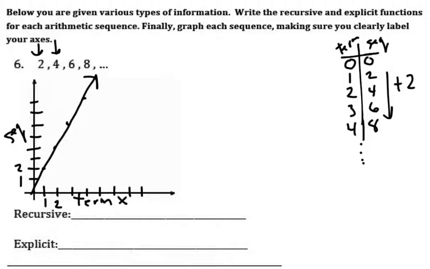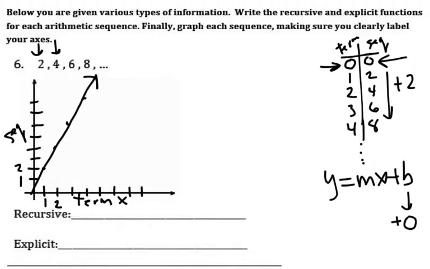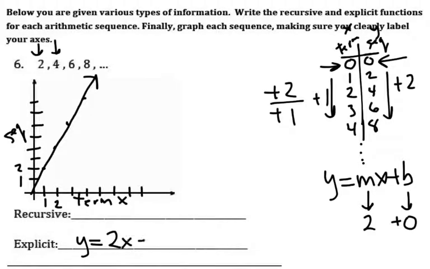Okay, so if we're doing explicit slope-intercept form, where the x is 0, the number you have for y, that's going to be your y-intercept. The slope is the growth in the y over the growth in the x. The growth in the y, we're adding 2 each time. Growth in the x, we're adding 1 each time. Well, what's positive 2 over positive 1? Just a positive 2. So that's my slope. So my explicit equation is y equals 2x plus 0.